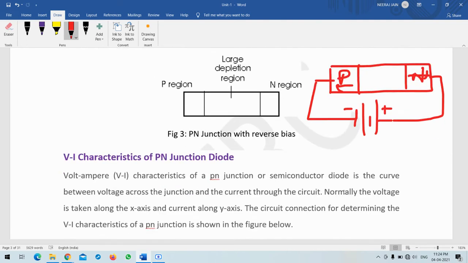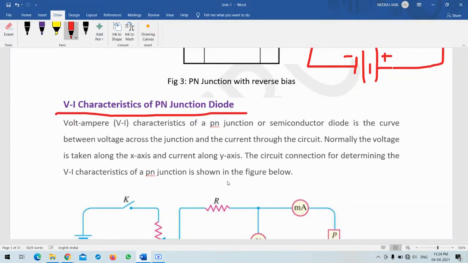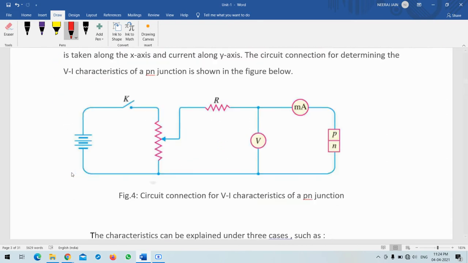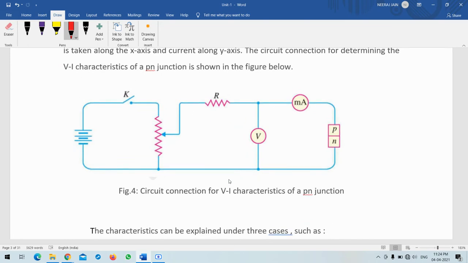Now, we can see the VI characteristics of the PN junction diode. How can we create the VI characteristics of the PN junction diode? That is also called the volt-ampere characteristics of a PN junction or semiconductor diode. The circuit for this is shown here.